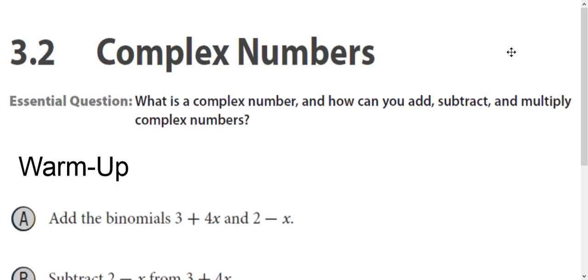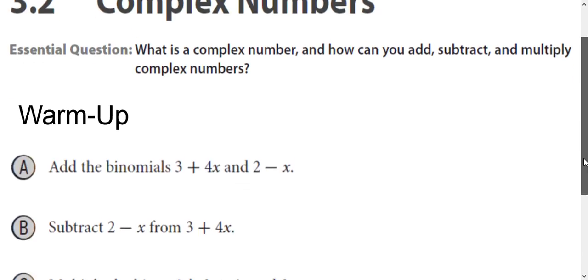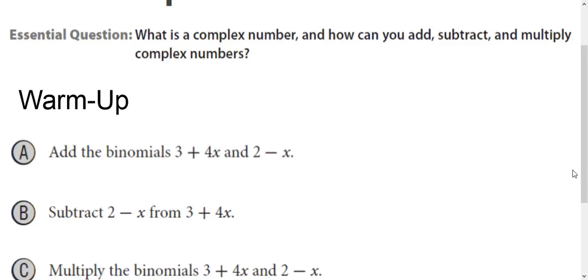All right, so in section 3.2, we're talking about complex numbers, but before we do that, we're going to start with a similar concept from Algebra 1. We're going to add 3 plus 4x and 2 minus x. When you add 3 plus 4x and 2 minus x, you need to remember that you're just combining like terms.